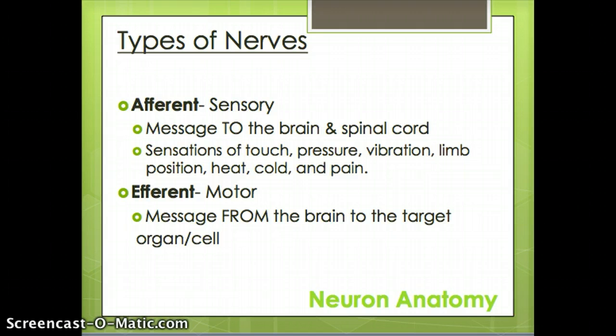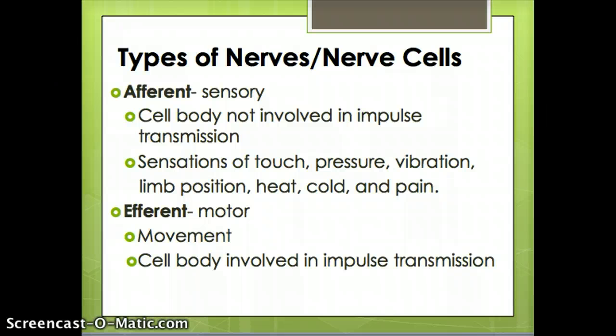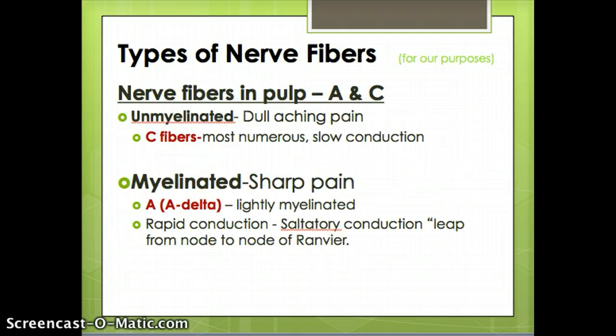Efferent nerves, on the other hand, are motor nerves. These send messages from the brain to the target organ or cell. Here's a picture of efferent motor neurons at work. This girl running is using her efferent neurons to move her legs. With afferent nerves, which again are sensory, the cell body is not involved in impulse transmission. With efferent nerves, the cell body of the nerve cell is involved in impulse transmission.